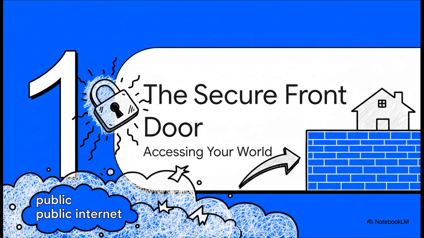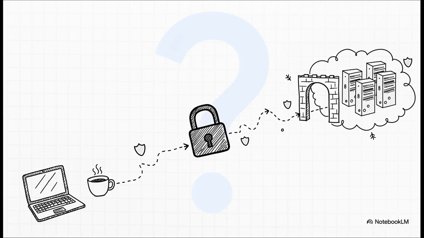Okay, so before we meet our gatekeeper, we first have to understand the problem it's designed to solve. And you can think of it like this. How do you build one single secure front door between the total chaos of the public internet and your private digital world? Picture this. You're at a coffee shop, you connect to your company's network to grab a file, and poof, it just works. But have you ever stopped and wondered what's actually going on under the hood to keep that connection safe? I mean, how does your request securely travel all the way from your laptop to one specific server hidden deep inside a private network?